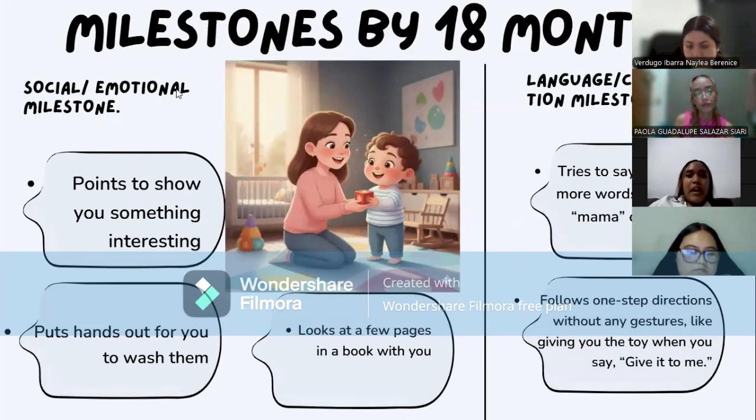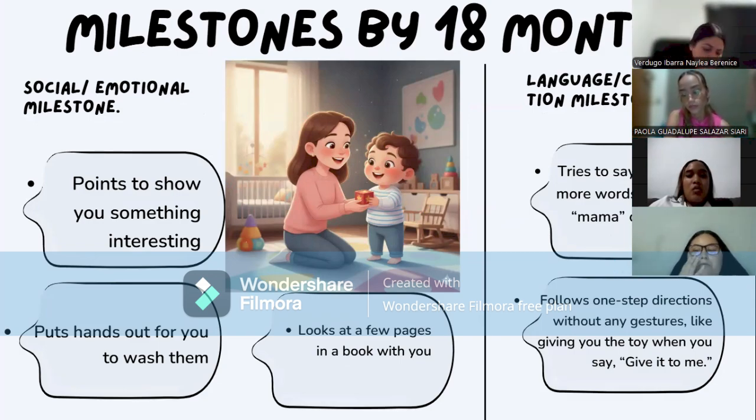Milestones by 18 months. Social emotional milestone: points to show you something interesting; puts hands out for you to wash them; looks at a picture book with you. Language and communication milestone: tries to say three or more words besides mama or dada; follows one-step directions without any gestures, like giving you the toy when you say give it to me.